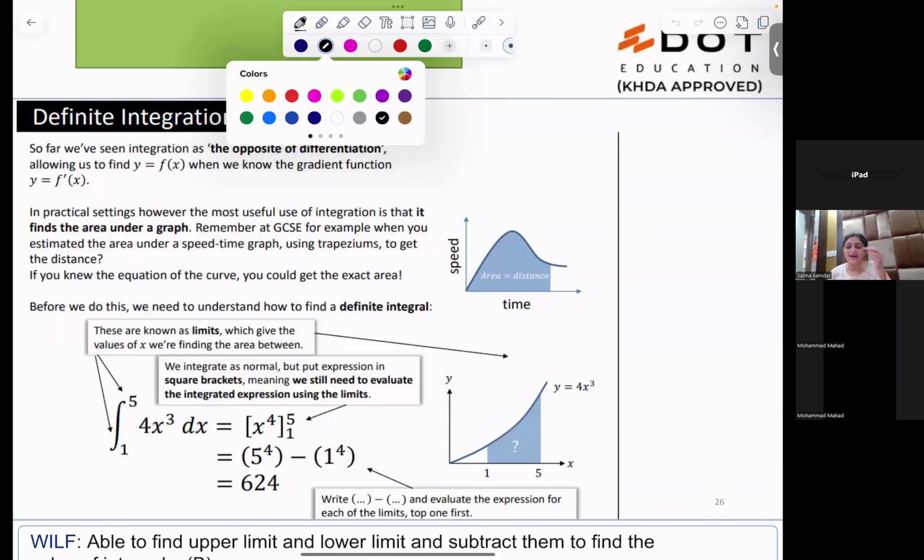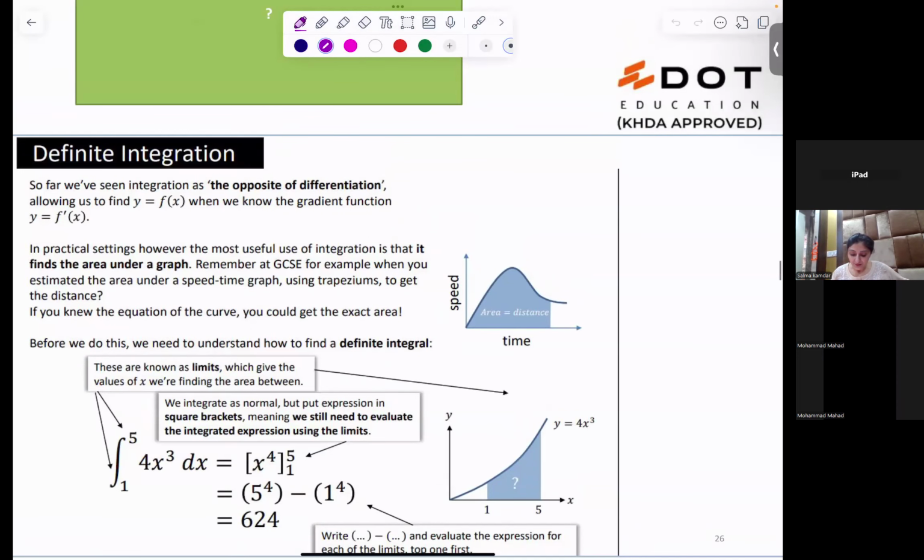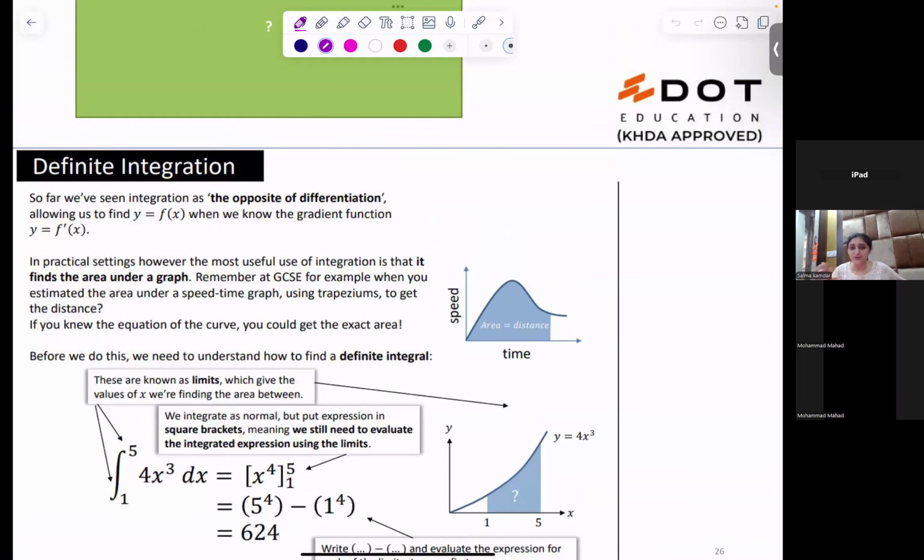Exercise 8.1 at Excel, Pure Maths 2 IAL. Okay. This is regarding integration. Do you know what is integration? Integration is just the opposite of the derivative, right?